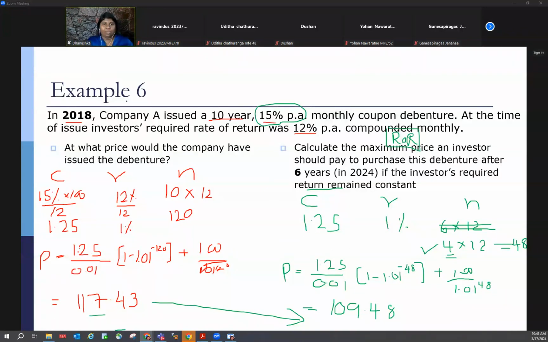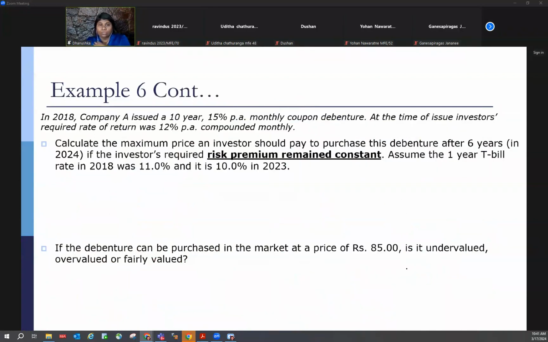Now, first part of this example, what did we say? In 2018, when this was issued, what was the price this would have been issued at? So it was issued at 170. 6 years later, in 2024, now this is worth 109 if interest rates remain constant. But really, today, we know that interest rates have changed. Interest rates are lower, right, than 2018. So actually, how much is this bond worth? That's the third part. Try this.